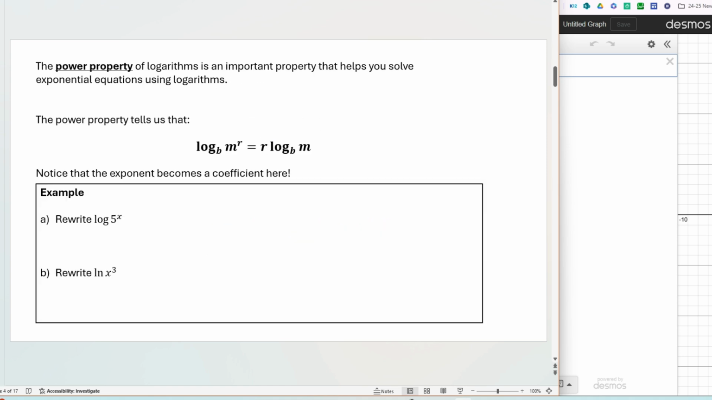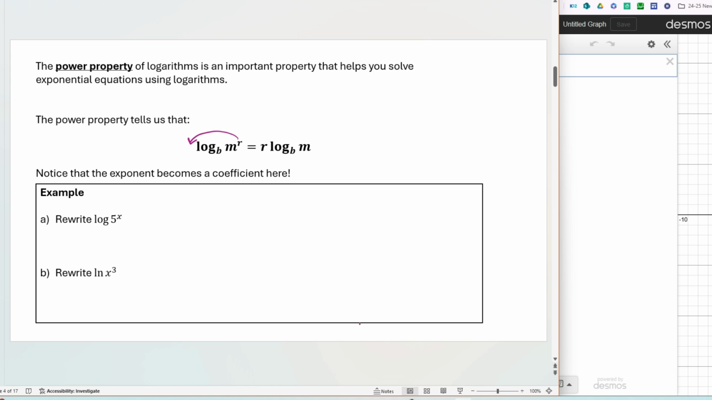First we need to use something very useful called the power property. Logarithms have this special property that will allow us to solve these equations. If we're taking the log of something that's being raised to a power, we can bring that power down in front and turn it into a coefficient. So the log base b of m to the r turns into r times the log base b of m. Keep in mind that this works with a log of any base.